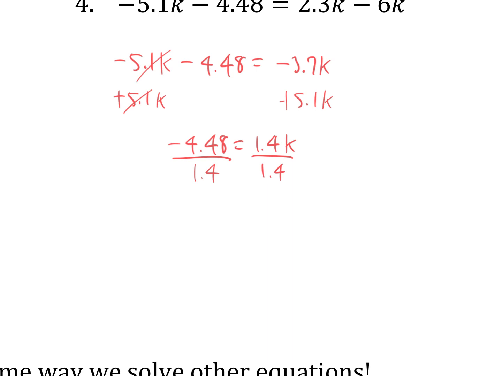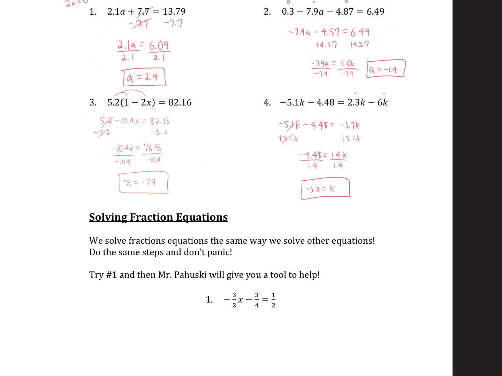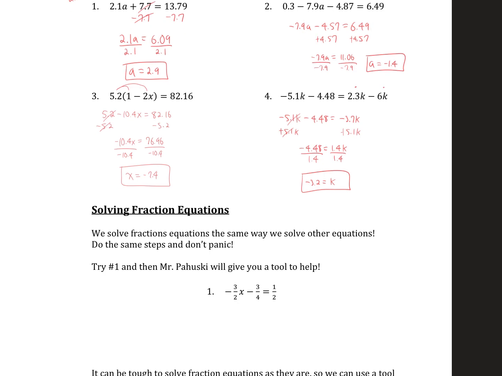So k is going to be negative 3.2. All right, you did well with that. Good job. It does feel weird because it's decimals, but there's this kind of impending doom or panic that we feel when things get weird, but we just have to stay the course and do our best, okay? All right, so now we're doing the same thing.